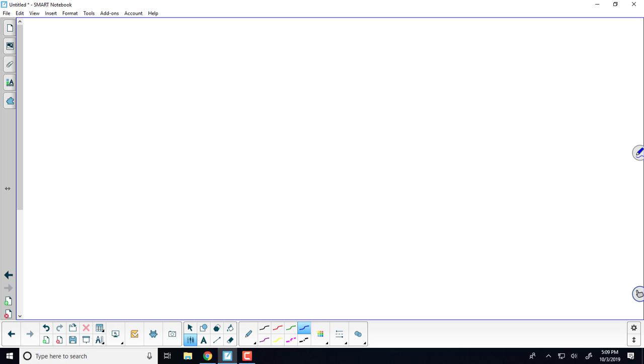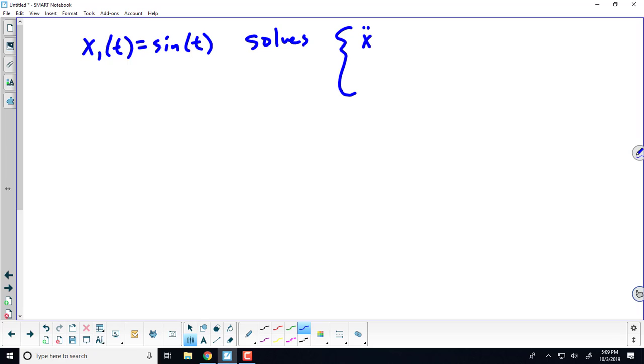So let's return to our system. Okay, let's say x1 of t equals sine of t. This solves the initial value problem, x double prime plus x equals 0, with x of 0 equaling 0 and x dot of 0 equaling 1. So I'm using the dot notation here. What does that dot notation mean again? With respect to t. Yes, so they're derivatives. Each dot refers to a derivative with respect to time.